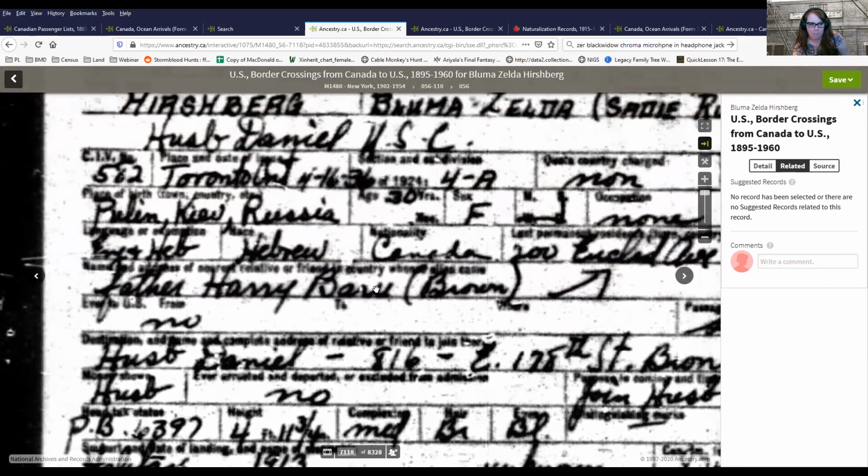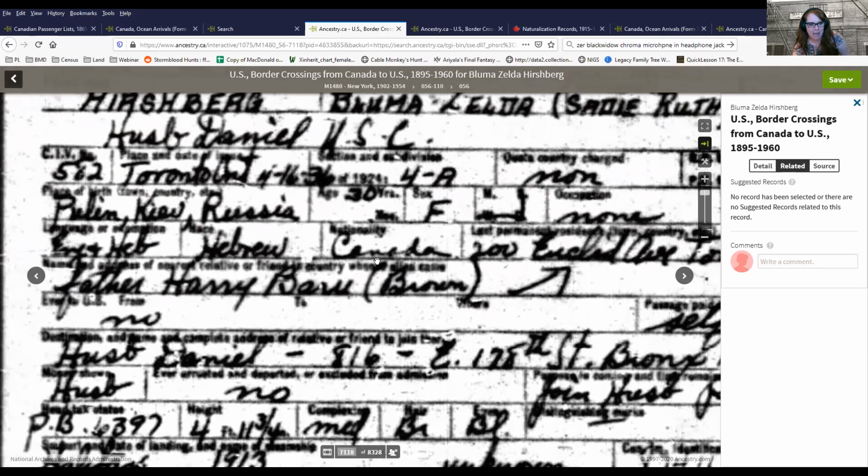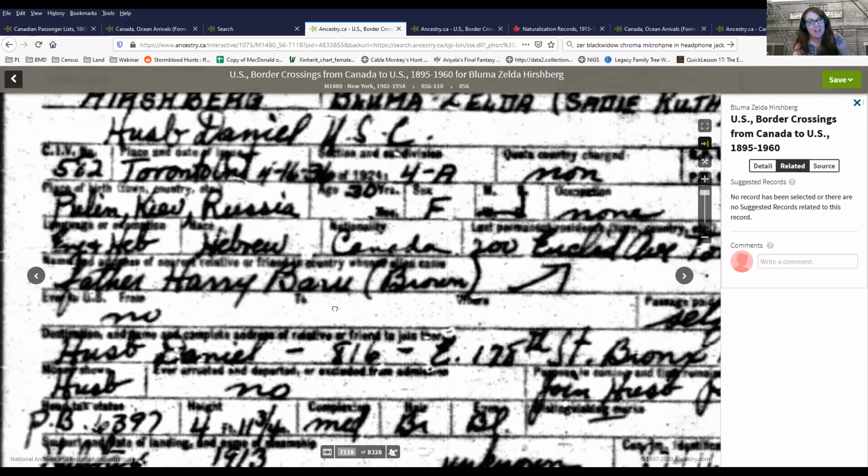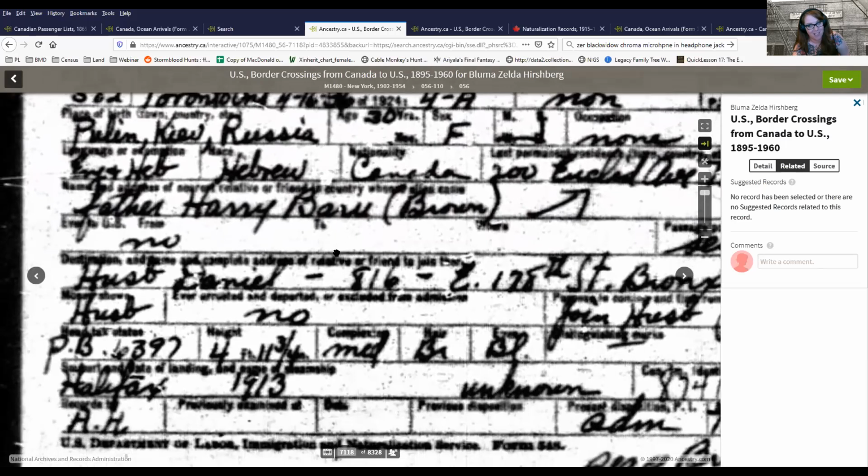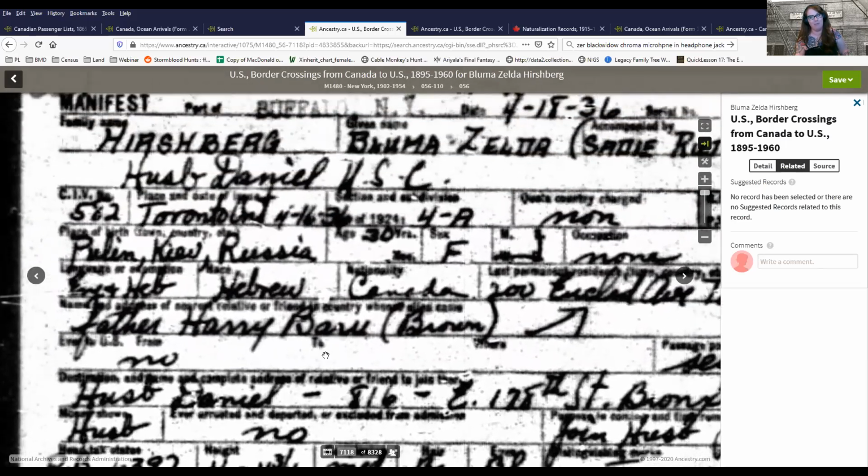We see that Bluma lists her father as her next of kin in Canada, Harry Brown in brackets, but ding, ding, ding, she gives his last name as Baru, and then Brown is in brackets. And so I was like, oh. And then when I took that information and went back to the Canadian arrival records and searched for Baru, who did I find coming through Halifax in 1913 under the name Baru? So this is a really great example of how these documents that are created in North America can give excellent information.